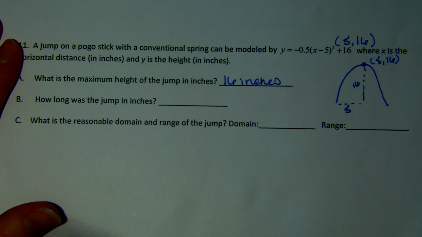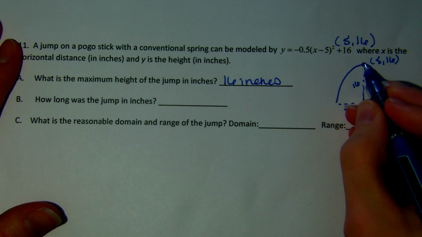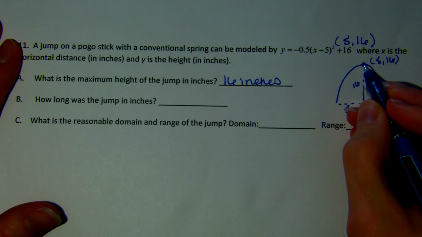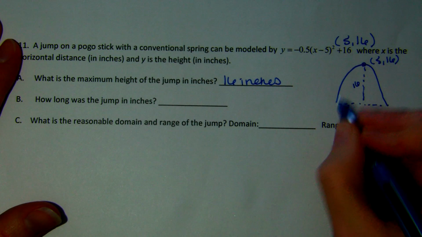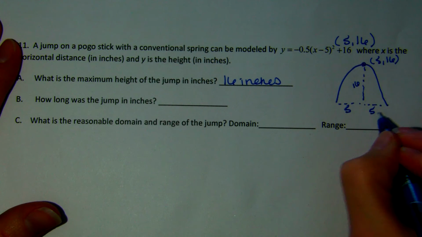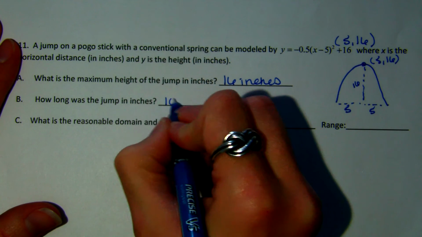And the jump, again, this person doesn't jump to its maximum height and then just fall to the ground. We come down gracefully, just like we ascended, we descend gracefully. And so that's 5 plus 5, which is 10 inches.